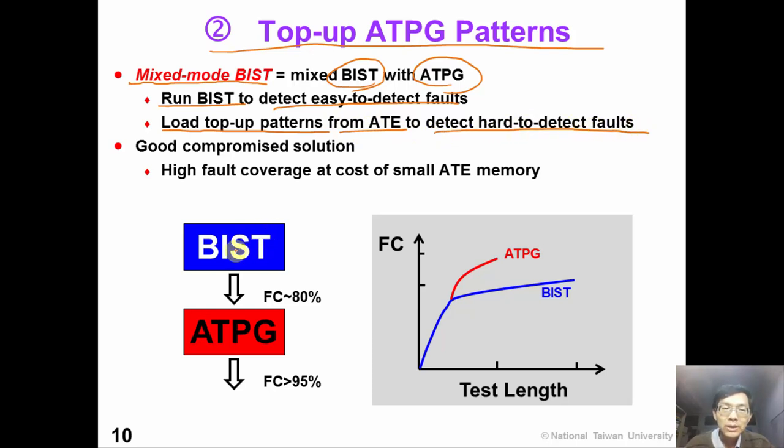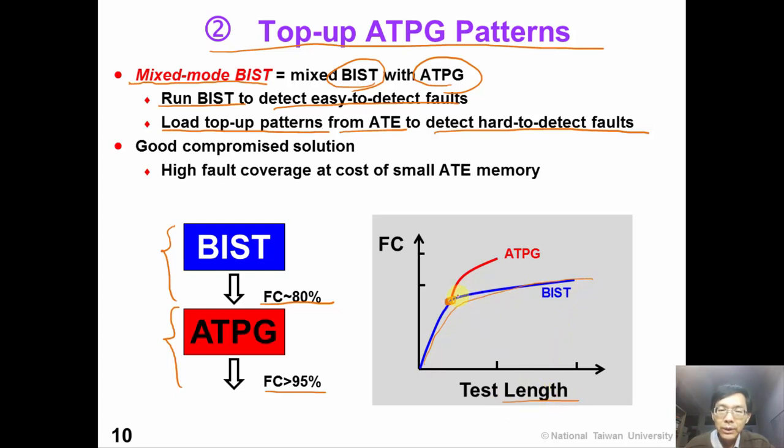As is shown in this figure, first we run the BIST to a certain point, and then we run ATPG to achieve an even better fault coverage. As shown in the right figure, if we use only the BIST solution, the fault coverage may not be good enough and the test length is very long.